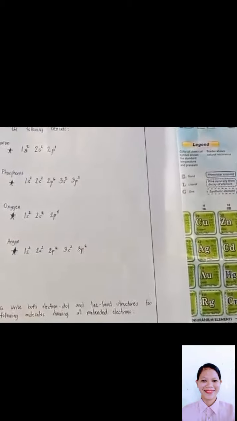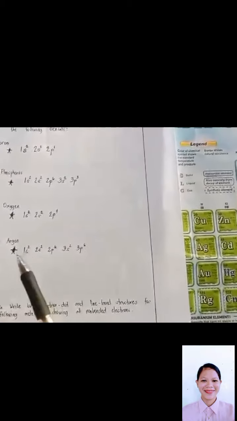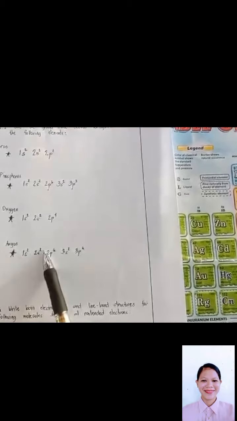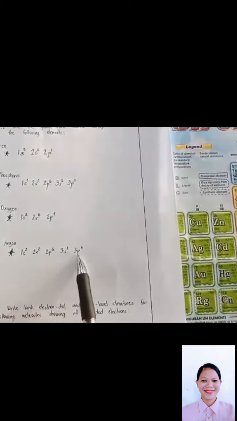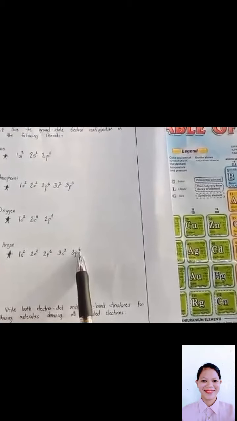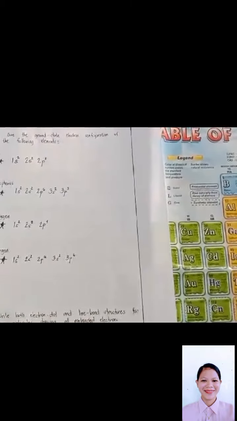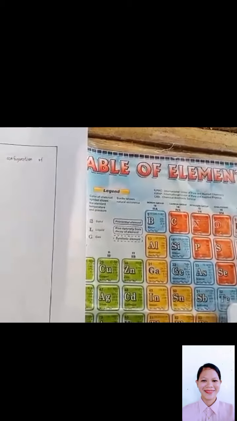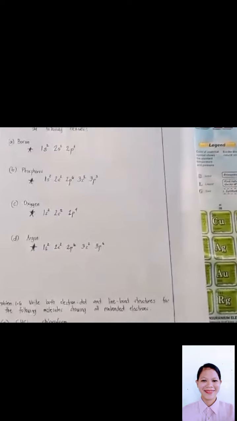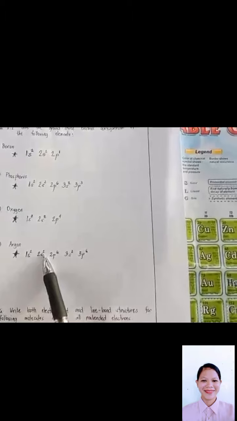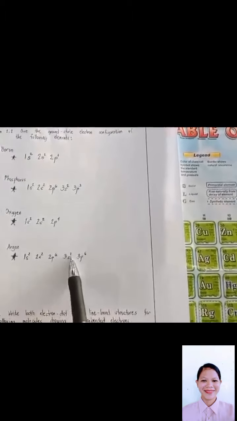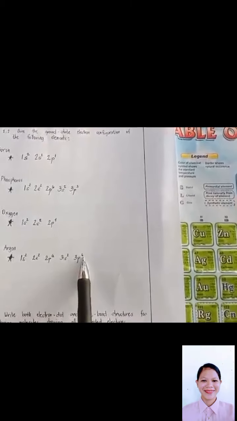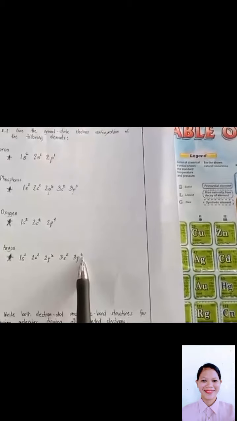In argon, the answer is 1s2, 2s2, 2p6, 3s2, 3p6. Thus, argon has an atomic number of 18. So, 2 plus 2 is 4, plus 6, 10, 10 plus 2, 12, 12 plus 6 is equal to 18.